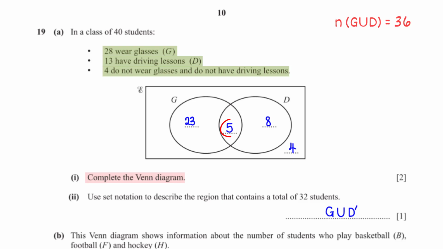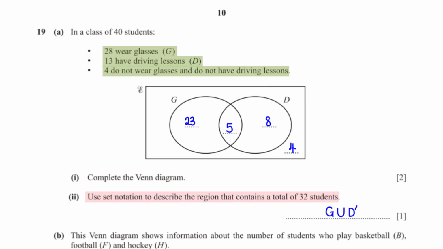This gives us 5. If 28 students wear glasses, then 5 plus the number of students in this region must add up to 28. So 28 minus 5 gives us 23. If 13 students have driving lessons, then 5 plus the number in this region must be equal to 13. And so 13 minus 5 gives us 8.